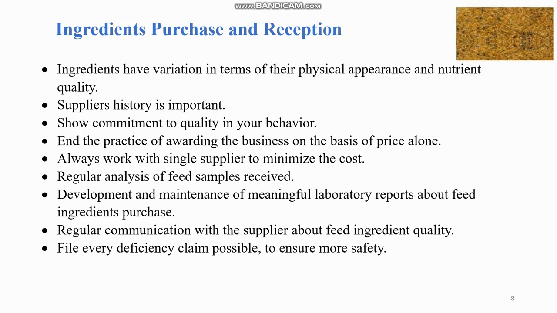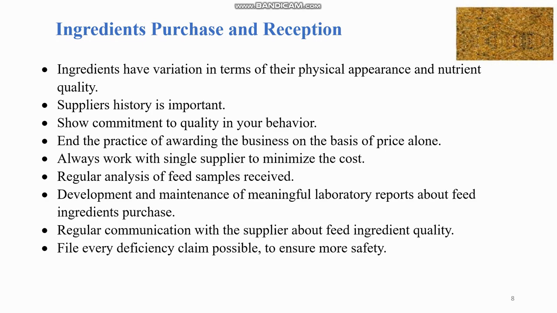Then we see the ingredients purchase and reception. Ingredients have variation in terms of their physical appearance and nutrient quality. The supplier's history is very important when you are going to purchase an ingredient. Then show commitment to quality in your behavior. This is very important for the person who is the owner of this unit, what he wants, what his own commitment is.